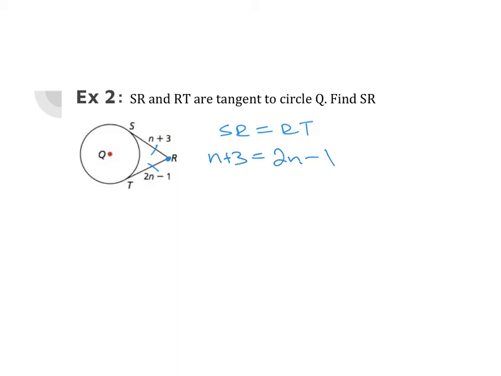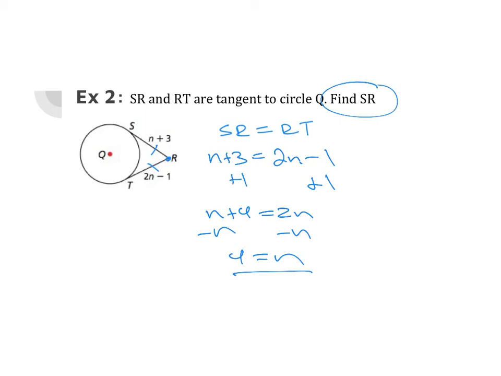My goal now is to go ahead and get n by itself, so I'm going to start by adding 1 to both sides. And we have n plus 4 is equal to 2n. If I then subtract n on both sides, then we get 4 is equal to n. Now I know that n is 4, but my question really is to find SR. So I want to make sure I'm using my information to help me find that.